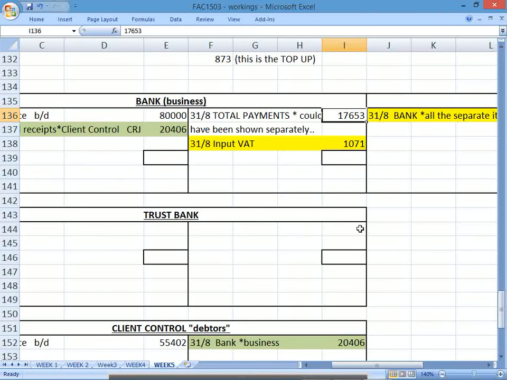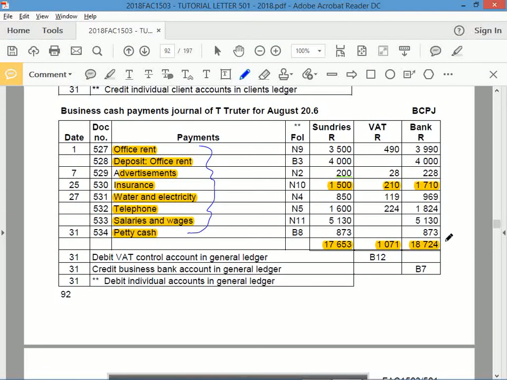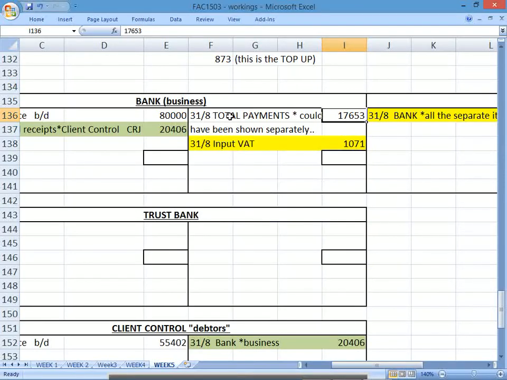But if you just look at the totals, and the reason why they're doing that is because of this. See, totals. Right, they're taking these totals and they're referencing those totals in the T account. That's fine because the effect is exactly the same. And that's what I've shown here. There's my total payments and there's my input VAT.